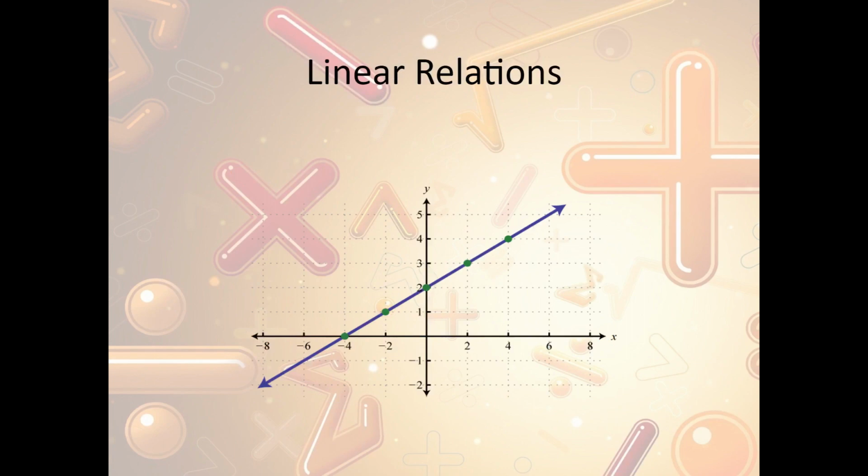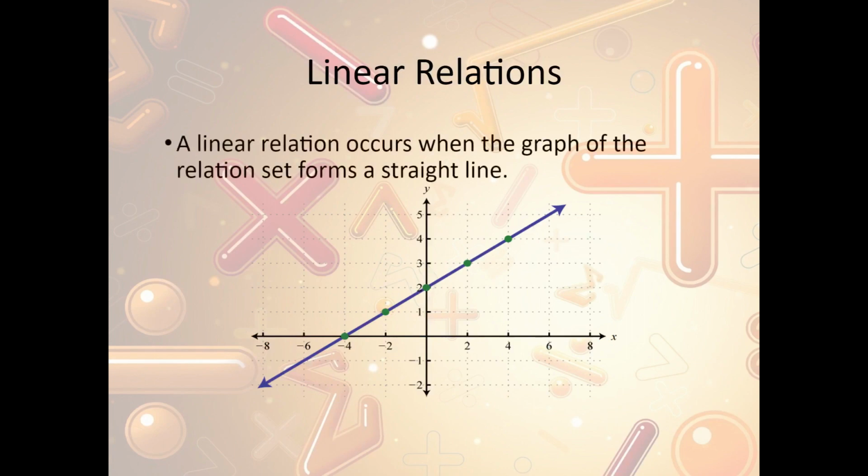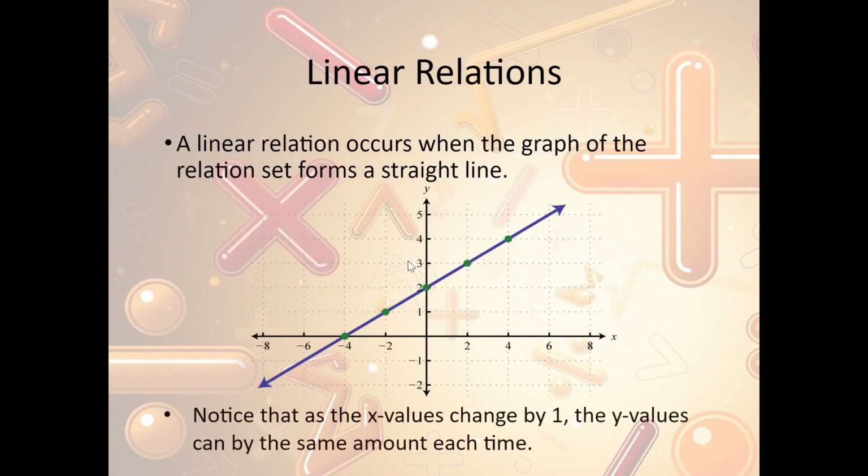Linear relations. What makes something linear? A linear relation occurs when the graph of the relation set forms a straight line. So we have a graph here, and we plotted all the points that they gave us, and when we did that, it forms a straight line. That's a linear relation. Notice that as the x values change by 1, the y values change by the same amount each time. Meaning that as we go through, it keeps stepping up the same amount each time.